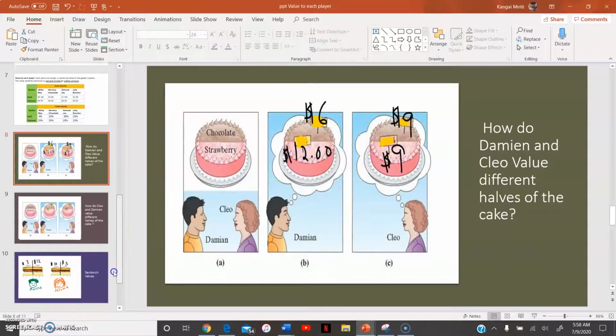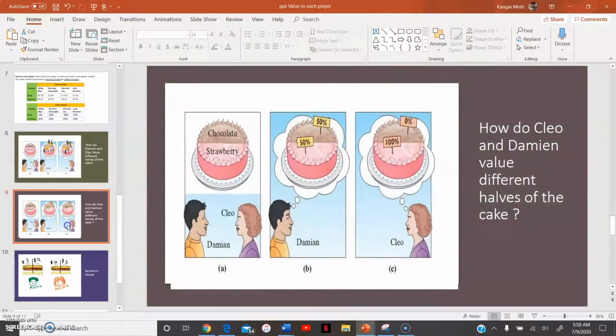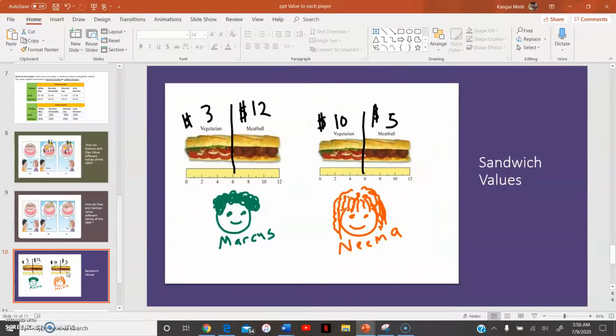And just maybe two more examples. Here's the same kind of valuing again in percents. Here, this shows Damien valuing each side the same, 50-50. But here we can see that Cleo does not like chocolate at all. Maybe she's allergic to chocolate. And she values the strawberry side 100%.